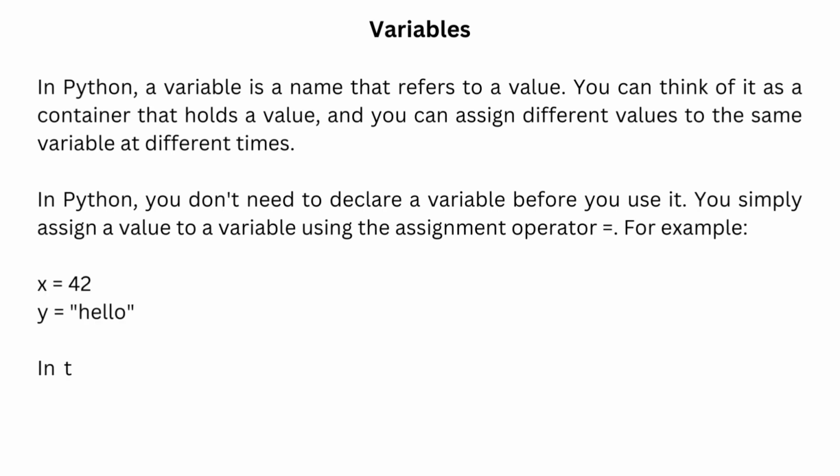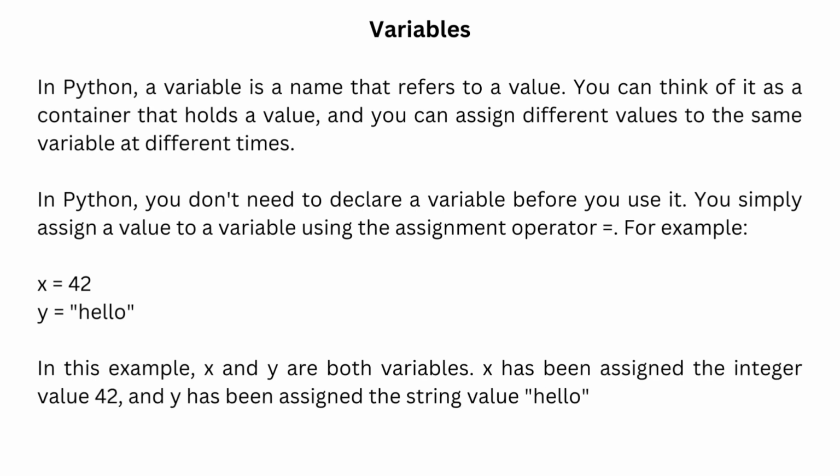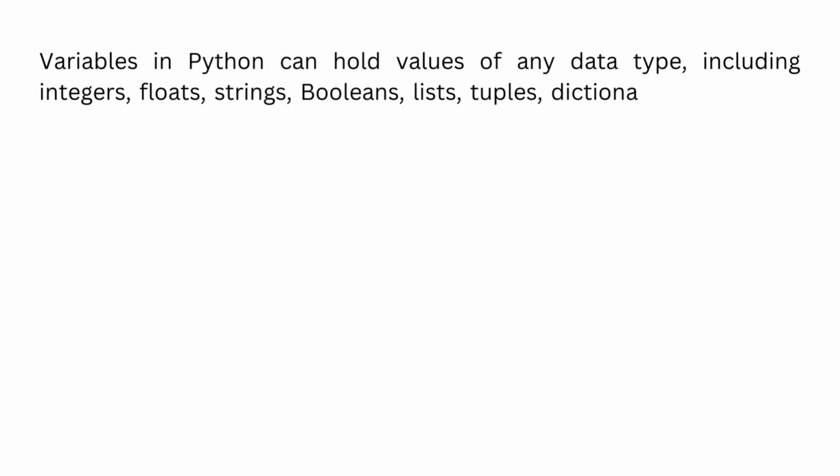For example, x = 42, y = "hello". In this example, x and y are both variables. x has been assigned the integer value 42, and y has been assigned the string value "hello". Variables in Python can hold values of any data type, including integers, floats, strings, booleans, lists, tuples, dictionaries, and more.